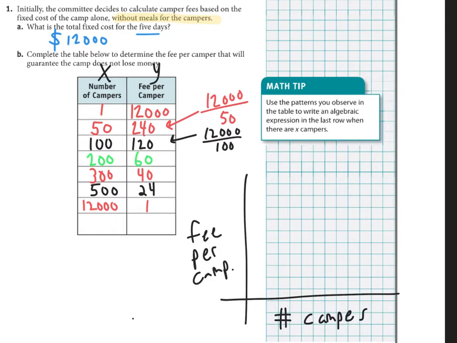Okay, it's the fee per camper, right? So it's going to be how much they're charging per person. As we take a look at these values here, we'll look at a more accurate graph in a minute, but you can see that as the x values increase, as you get more campers, the fee per camper decreases. So it's going to look like it's decreasing. If you think of a linear function, it would have a negative slope, kind of going like this.